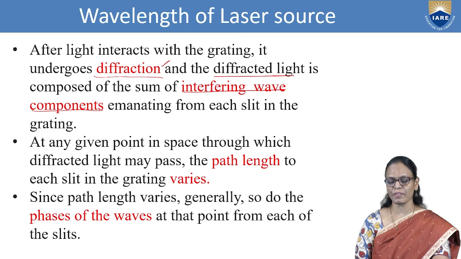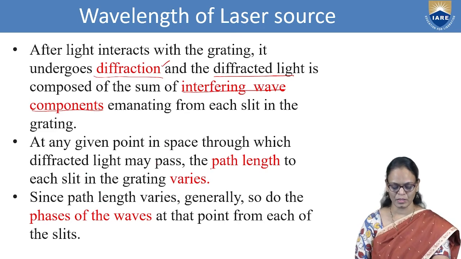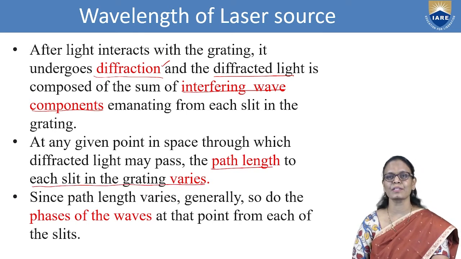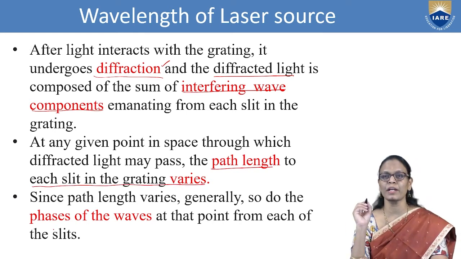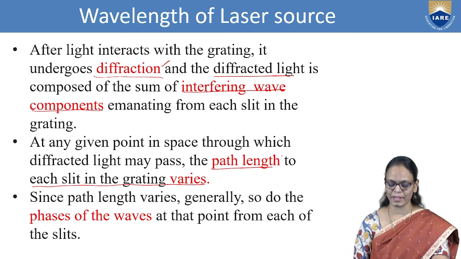And at any given point in space through which the diffracted light may pass, the path length due to each slit in the grating varies. Definitely, if you take one point, other than the rays that are traveling straight, that is in the same direction as the incident light, all the rays that undergo diffraction, meaning bending, will have a path length difference. There will be a difference in the path length by the time they arrive at a point.